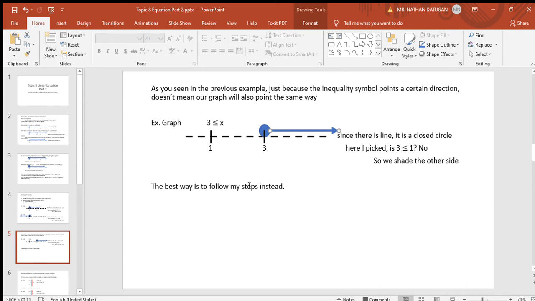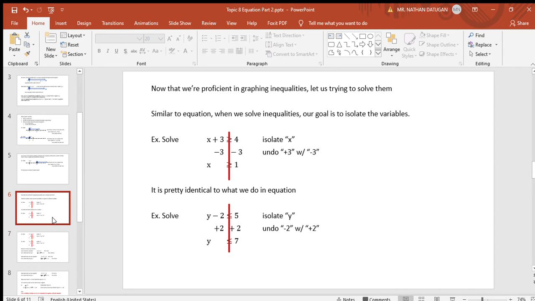So the best way is just follow my steps. Don't invent new steps, unless it's super easier than mine, then go for it. But this is a surefire way for you not to mess up, because it's just 3 simple steps. Now that we're good with graphing, let's try putting our inequalities into equations and try solving them. If you know how to solve equations, you basically know how to solve inequalities already.